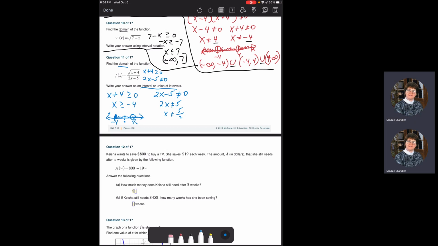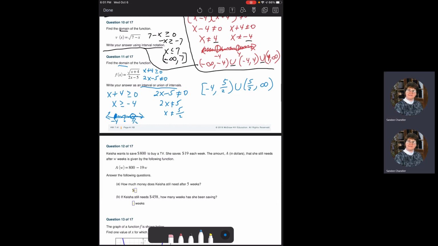So our interval notation then, it would start from negative 4, go to 5 halves, that's open, remember, union the 5 halves. Remember, 1 excluded value sometimes gives you 1 union, and this is going to infinity.